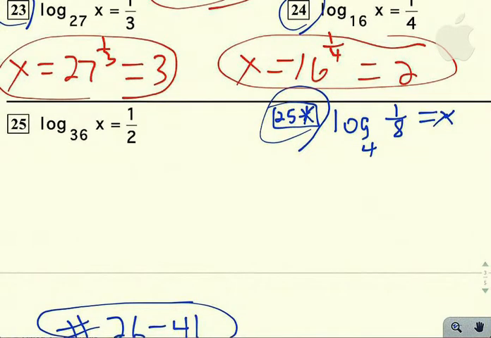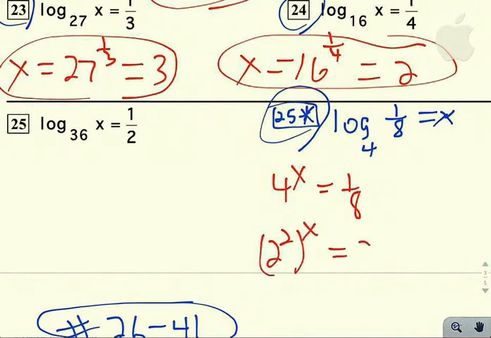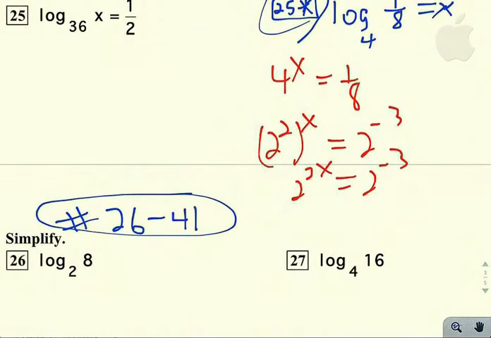25 star, 4 to the x equals 1/8. Well, 4 is 2 squared. 1/8 is 2 to the minus 3. So 2 to the 2x equals 2 to the minus 3. Therefore, 2x equals minus 3, so x is minus 3/2.